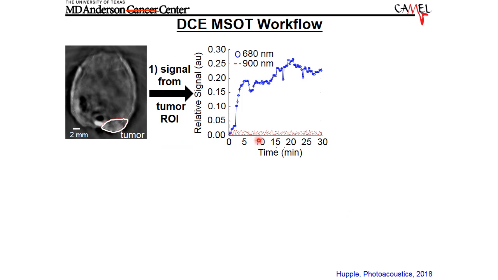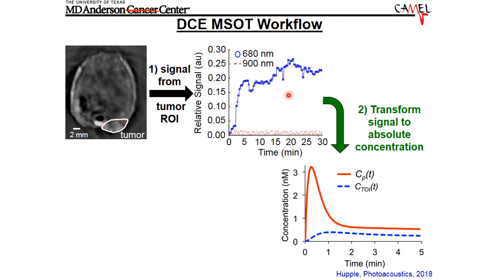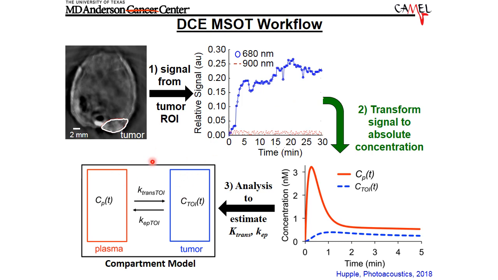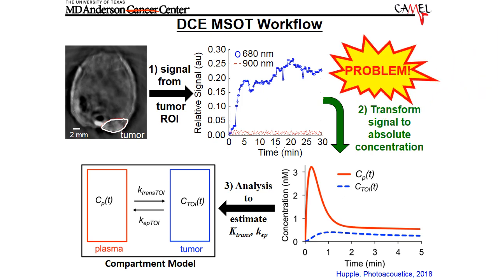So we can take this data that has dynamic uptake in the tumor and, of course, in the arterial input function. And if we could turn that into a concentration from signal to concentration, then we could do standard pharmacokinetics analysis and measure K-trans and KEP just like in DCE MRI. Unfortunately, there's a problem here. The conversion of signal to concentration is hampered by the fact that the intensity of the laser light that reaches every point within the tissue is different. There's a fluence issue, variable fluence throughout the tissue, and it is depth dependent. So it's challenging to relate the signal to concentration.